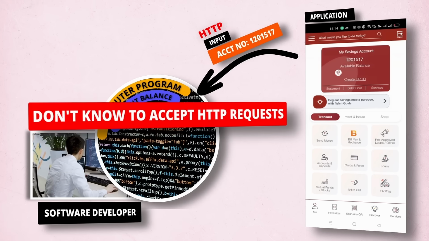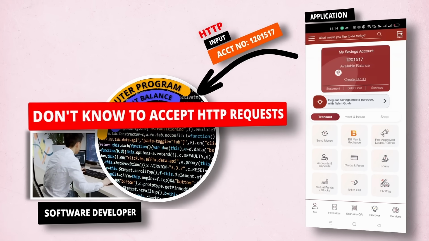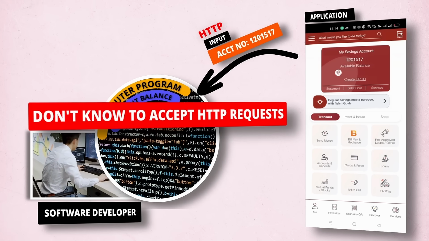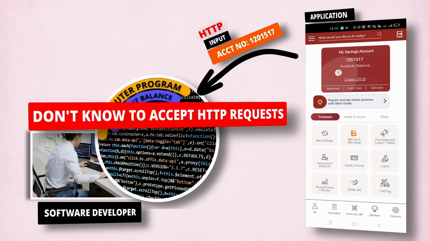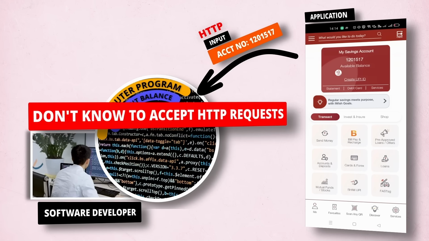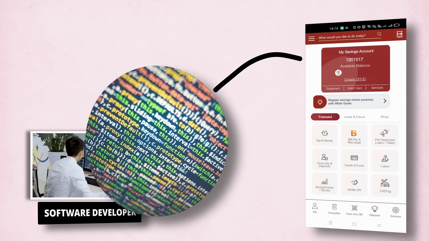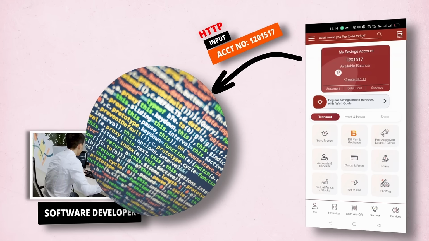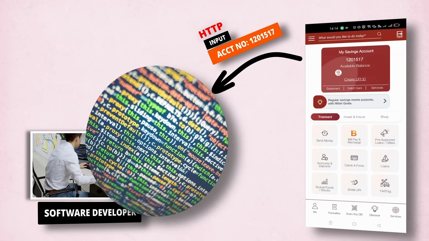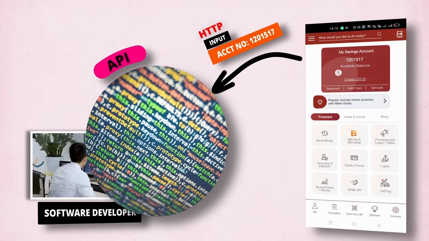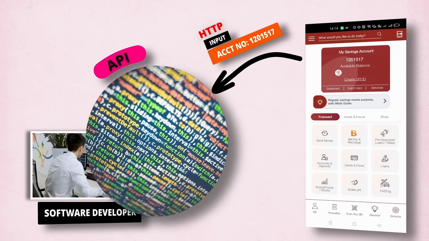Code as such will not understand all the HTTP requests which are sent by the remote application. The remote application here in our example is mobile app. Now to make this code understand the remote HTTP request, the software developer needs to create another code or probably use another code which can understand those HTTP requests coming from a remote server and then pass those requests to your code. And this particular code which can accept HTTP requests from the remote server is called Application Programming Interface or API.